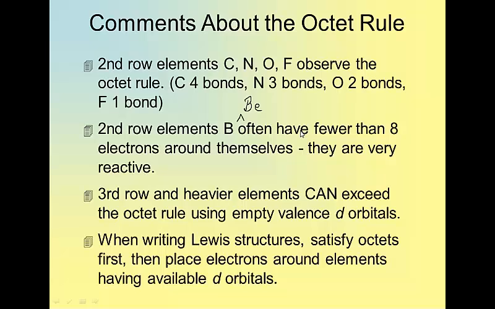When writing Lewis structures, satisfy the octets first, then place electrons around elements having available d orbitals. In other words, the terminal atoms will always achieve an octet, with the exception of hydrogen. Any exceptions to the octet rule, whether it be less than 8 or more than 8, is usually around the central atom. And I am going to do some quick examples on Lewis structures.